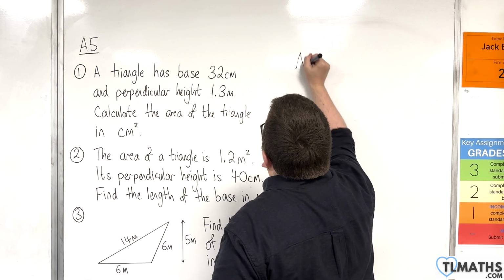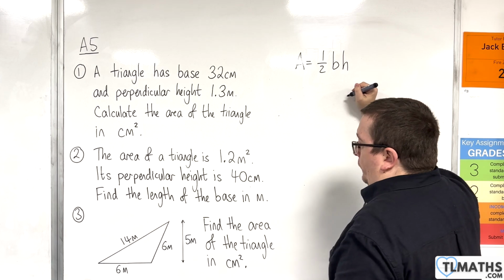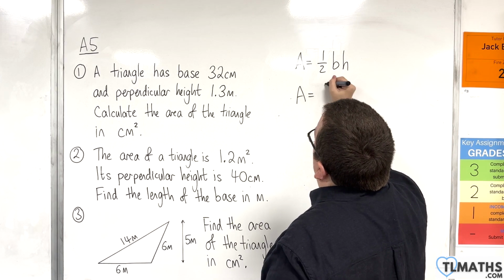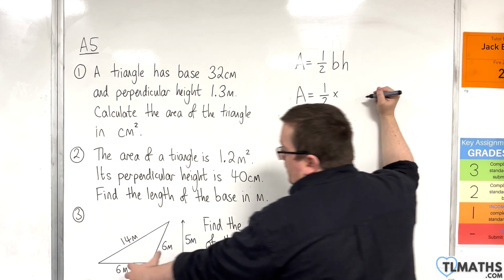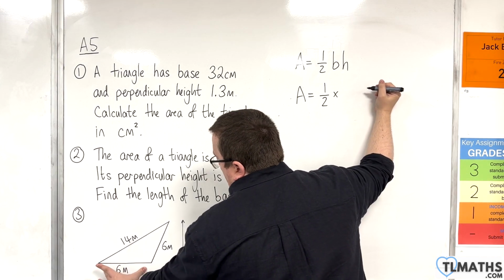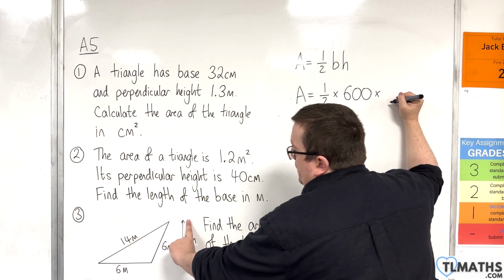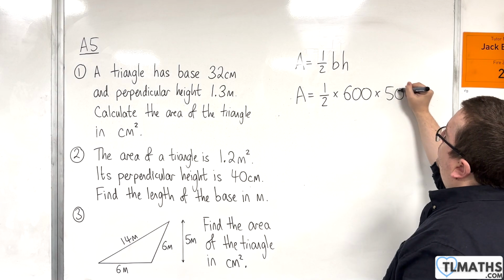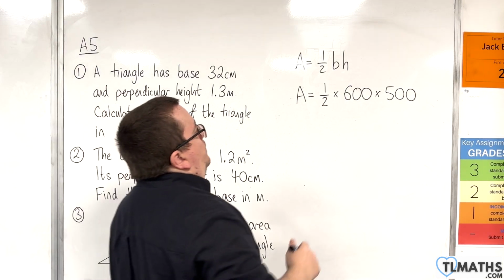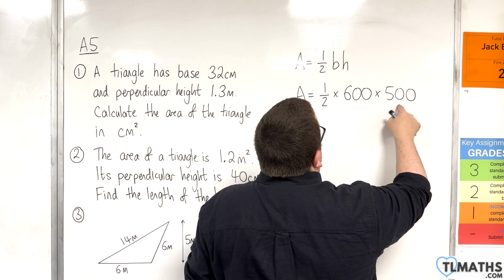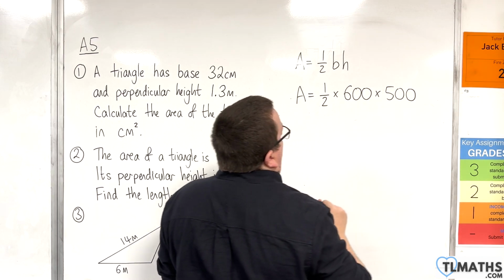Now, our area, remember, is 1/2 base times height. So the area will be equal to 1/2 times by the base. Now, we want it in square centimetres, so I'm going to convert these into centimetres. We've got 600 centimetres. And then we've got 500 centimetres. Okay. Now, we can either do 600 times 500 and then halve it, or we could do 1/2 times 600 and then times by the 500.